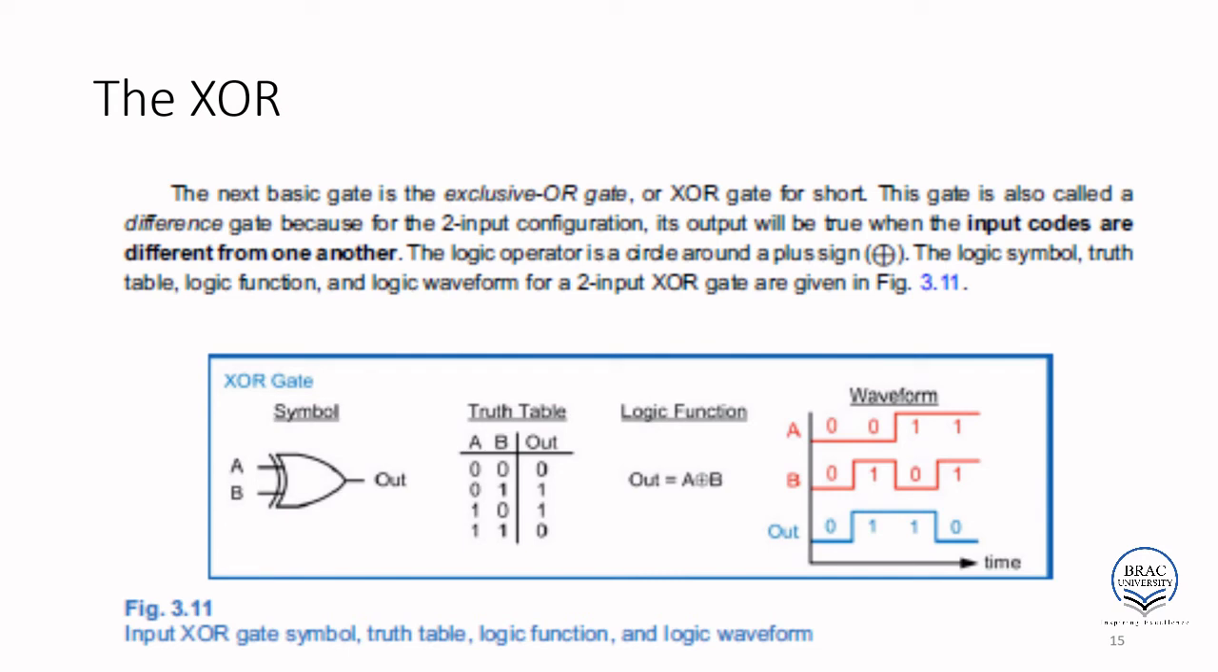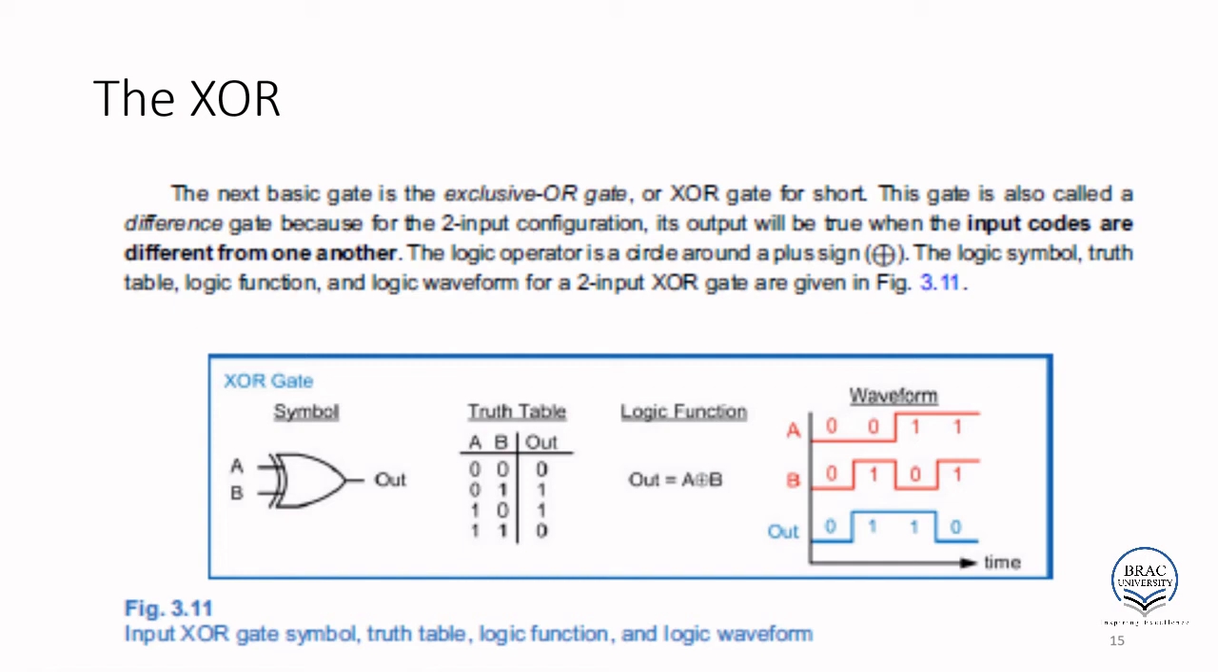XOR gate. So this is the typical symbol of the XOR gate. It is an OR gate, but here there is another curve sign, as you can see. This is called XOR. The truth table is like this. If both of the inputs are the same, like 0 0, or 1 1, the output is 0, otherwise it will be high.